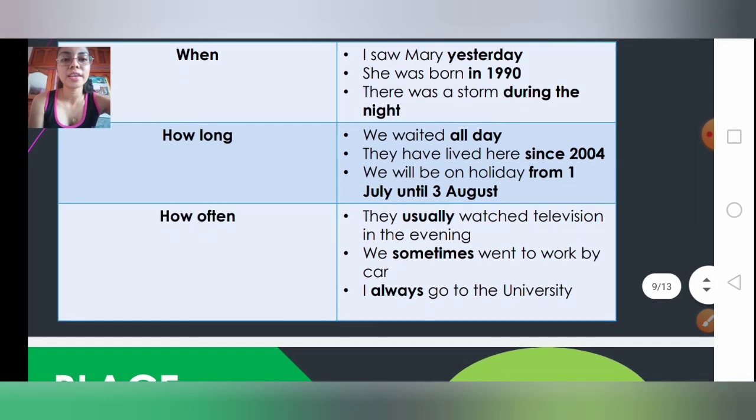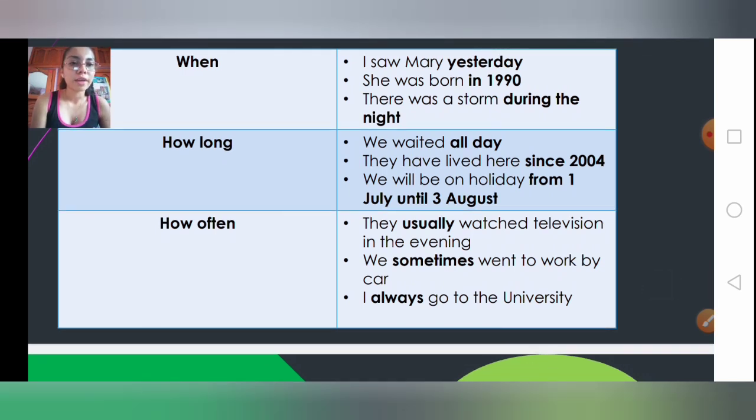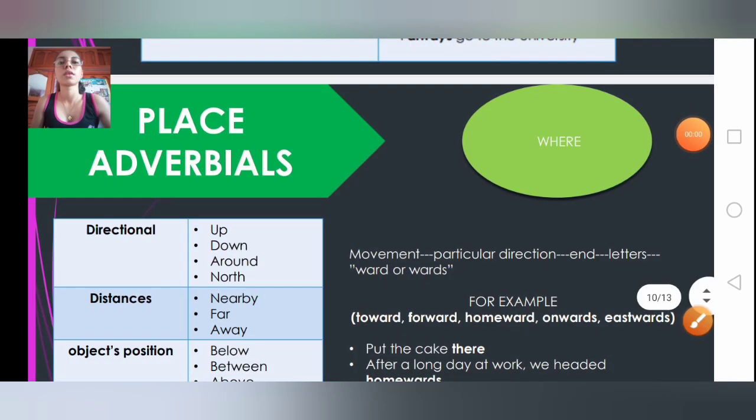And finally, how often? We have the examples. They usually watch television in the evening. We sometimes went to work by car, and I always go to the university. The time is usually, sometimes, and always.